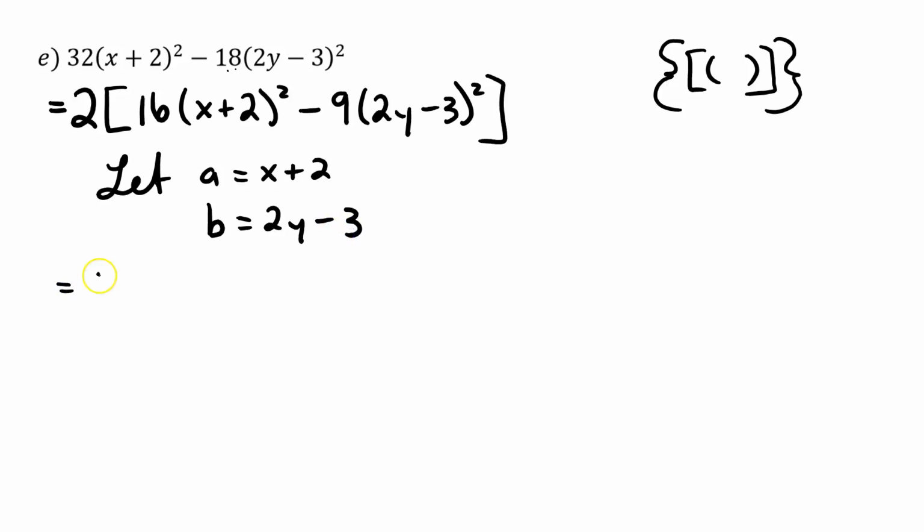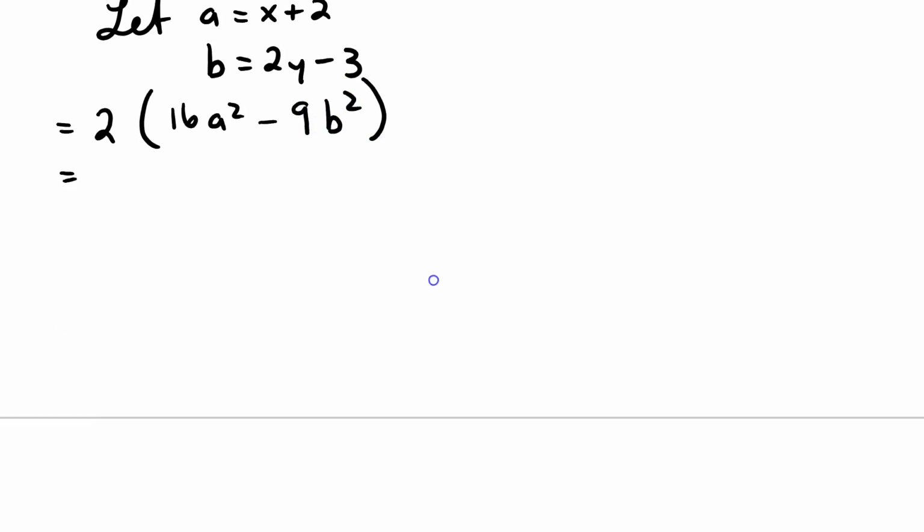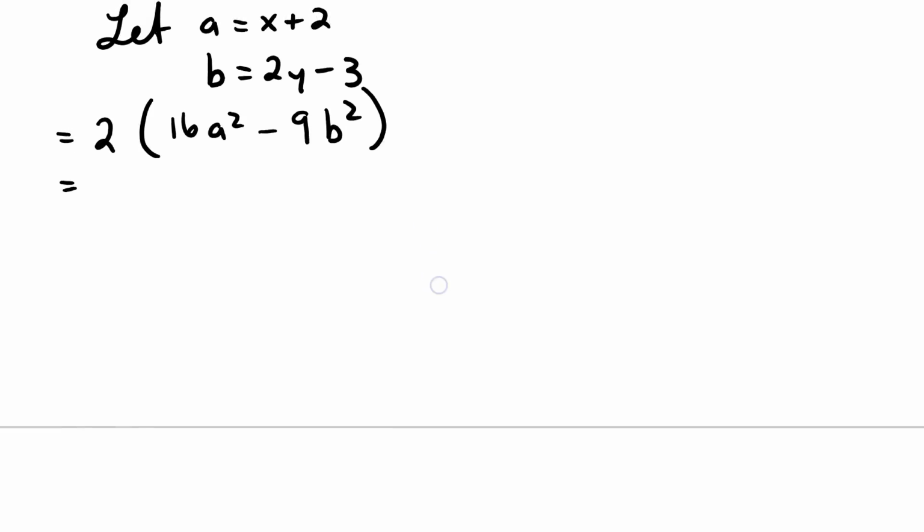So equals 2 times 16. Oh, I don't even need this one. I can use the round brackets. 16a squared minus 9b squared. All right. I'm just going to see the let statement. So 2, and then I have 2 different brackets here. We have 4a plus 3b, and 4a minus 3b.